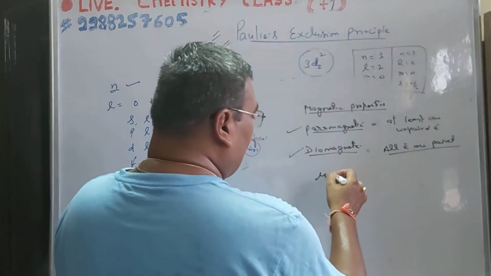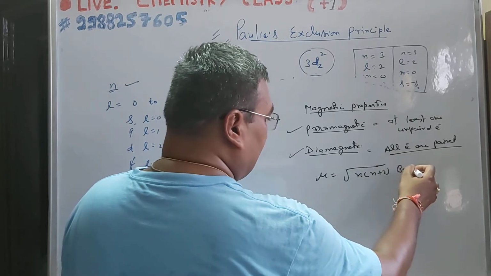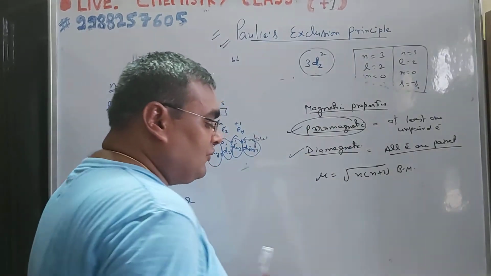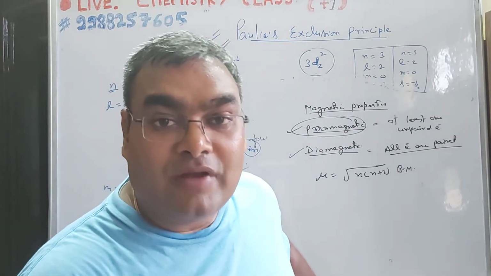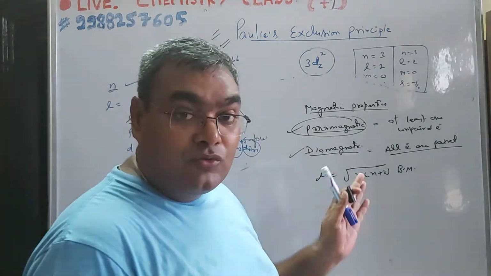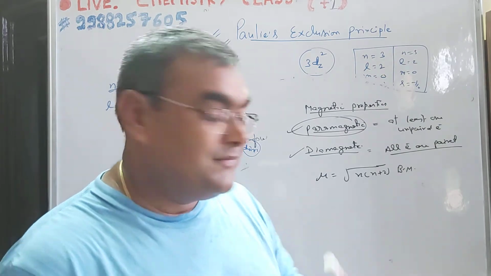Their paramagnetic moment can be found out by the formula square root of n(n+2) Bohr magneton. Remember, paramagnetic substances also have a tendency to be attracted slightly in the external magnetic field, and diamagnetic substances are those which are slightly repelled when placed in the external magnetic field.